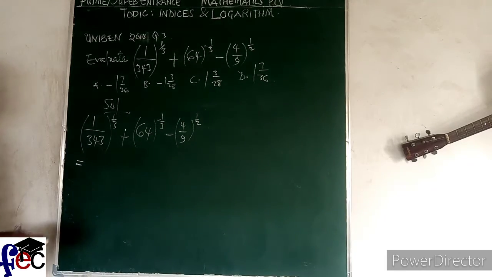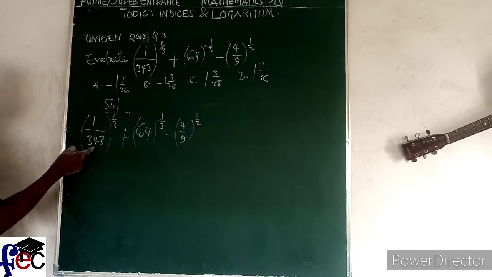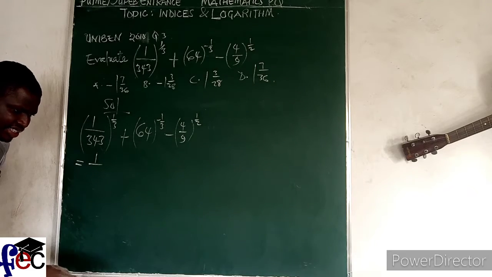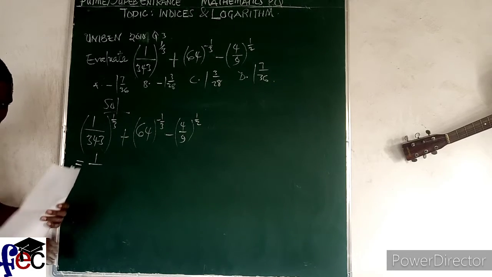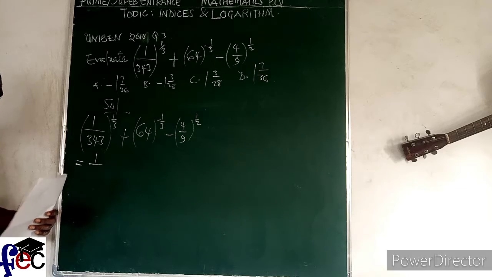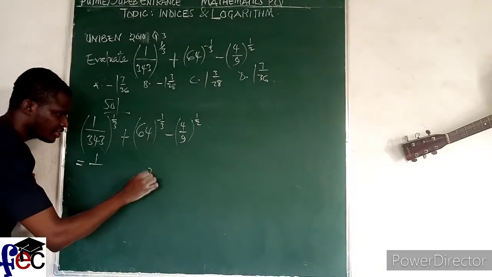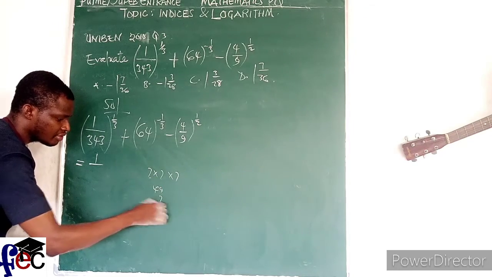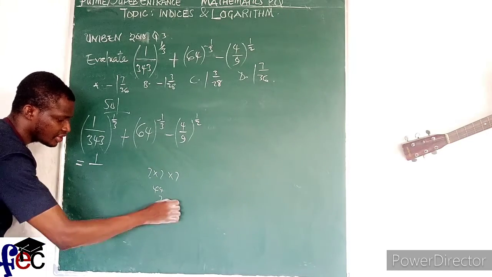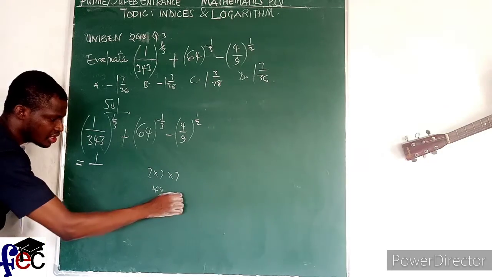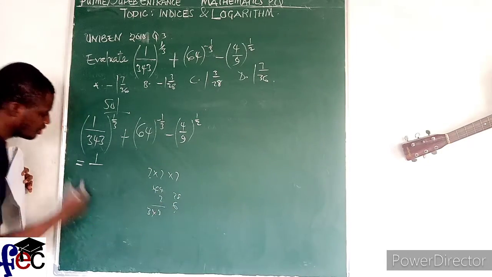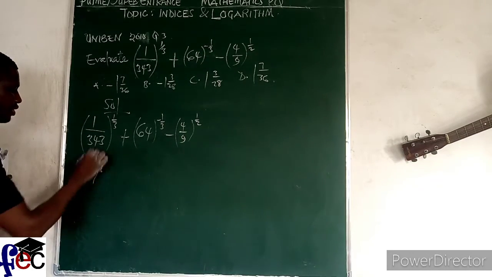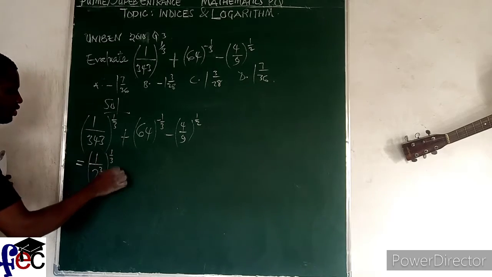This will be the same thing as what? 343, I think, is the same thing as 7 raised to power 3. Is that not 7 times 7 times 7? 7 times 7 is 49, times 7. 9 times 7, is that not 63? Carry 6. 28. 28 plus this, that's 34. Yes. So that's 7 raised to power 3, all raised to power 1 over 3.